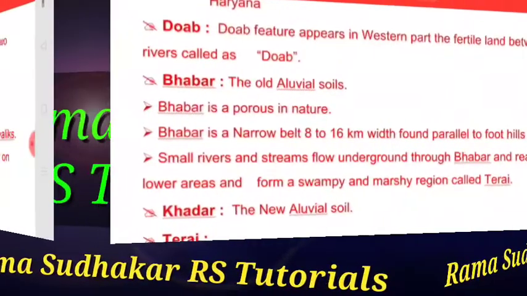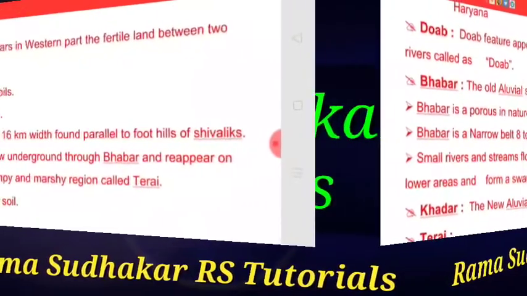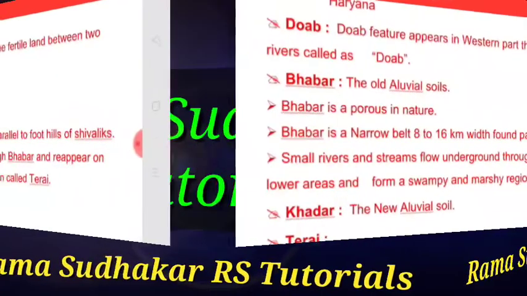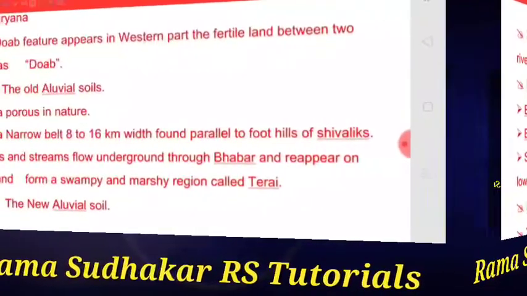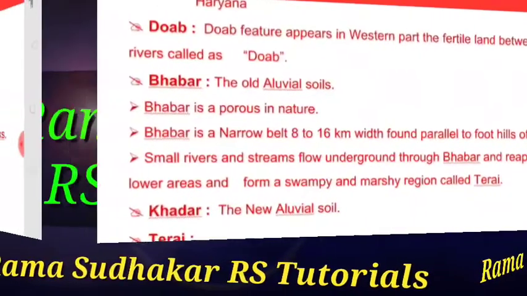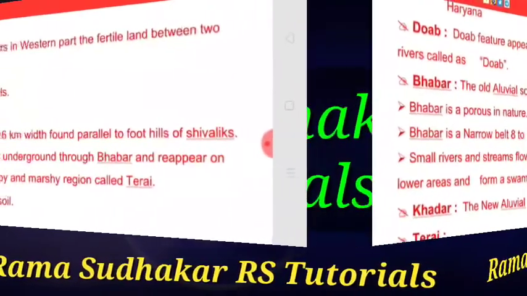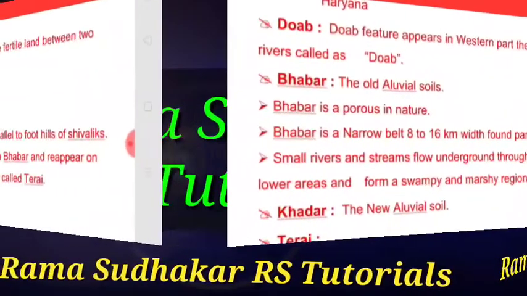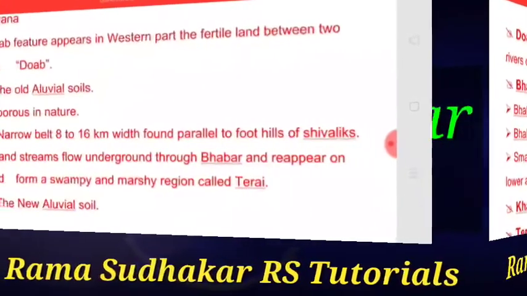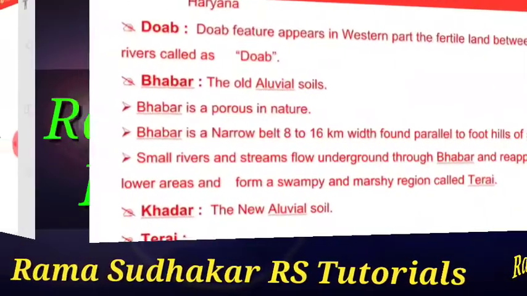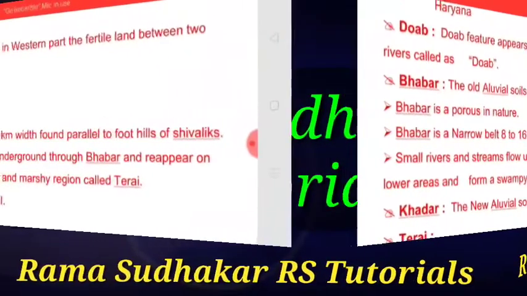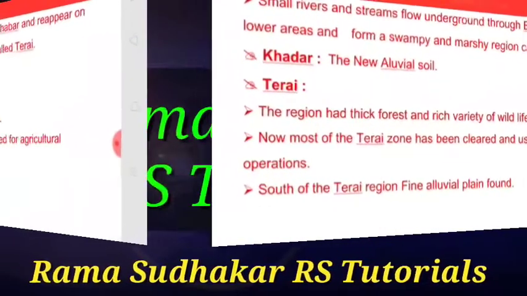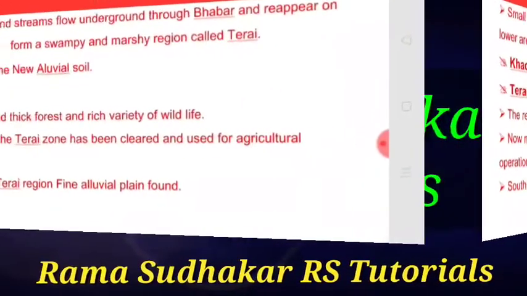What is Bhabar? The old alluvial soil is known as Bhabar. Bhabar is of porous nature. It is mainly found parallel to the foothills of Shivaliks. Small rivers and streams flow underground through Bhabar and reappear on the lower areas and form a swampy and marshy region. It is known as Terai region. What is Khadar? Khadar means new alluvial soil. The Terai region had thick forest and rich variety of wildlife.